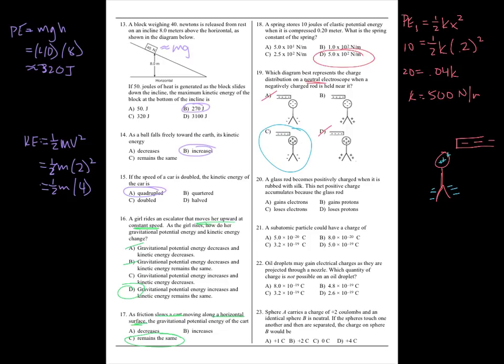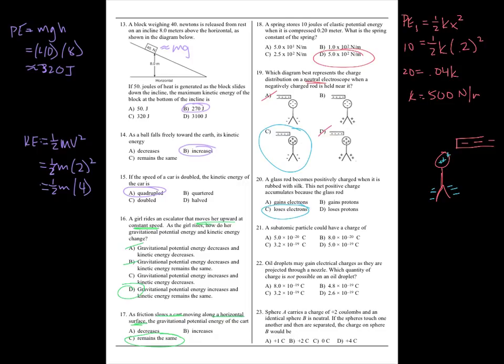Number 20 is almost like a question on the previous page. A glass rod becomes positively charged when it is rubbed with silk. This net positive charge accumulates because the glass rod lost electrons. Again, when you become positive, you lose electrons. The more positive you become, the more you lose electrons. The more negative you become, the more electrons you gain.